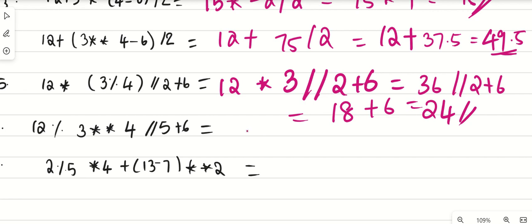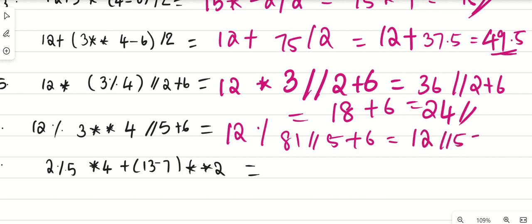Right? But here if you see, okay, wait, I didn't see this. See, here we are having exponents, so this must be done first. 3 raised to 4, 81. 81 slash 5 plus 6. 12 mod 81 is 12. 12 by 5 plus 6. So 12 divided by 5 is 2. 2 plus 6 equals 8.